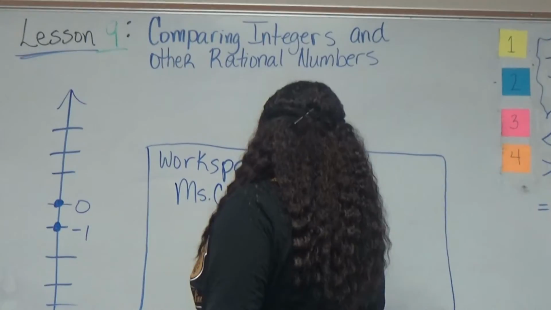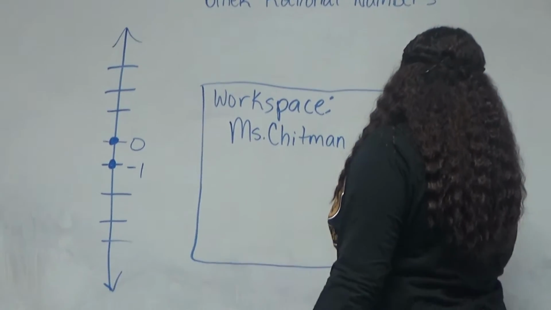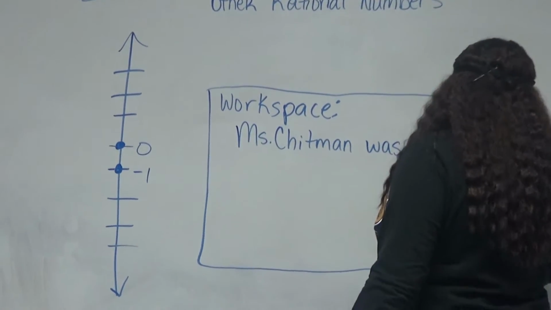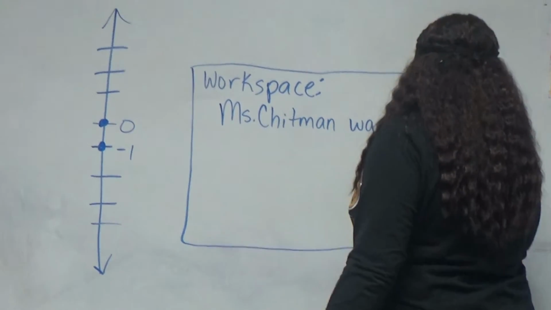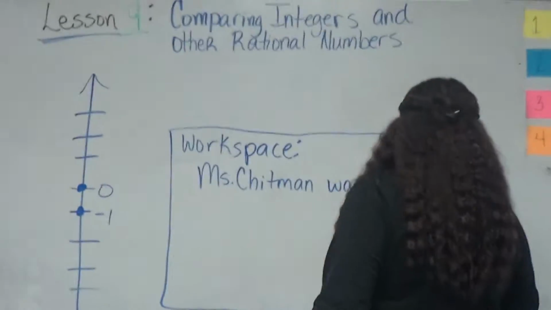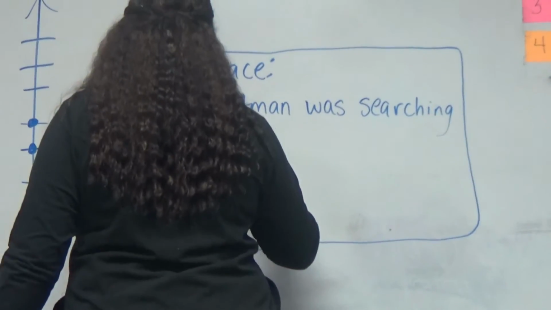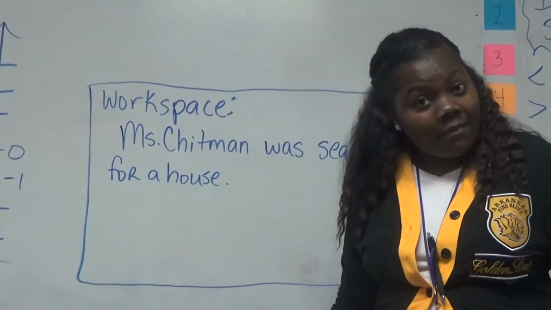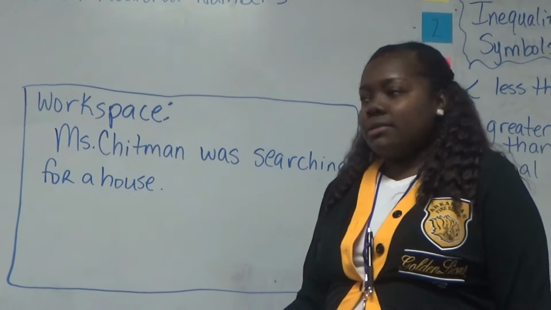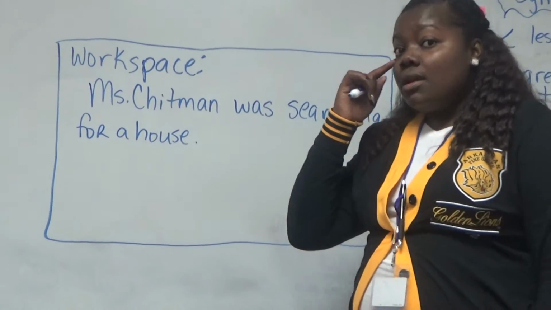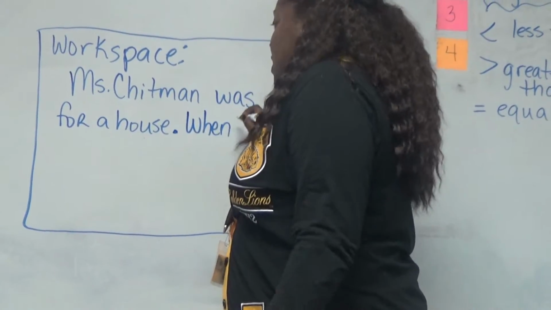So I'm going to start off with Miss Chipman was house hunting. Or I can say was searching for a house. Alright, was searching for a house. Period. That's my first sentence. Tell something that you were doing. Miss Chipman was searching for a house. Okay? Now, when she walked in the house, so here's my next sentence.